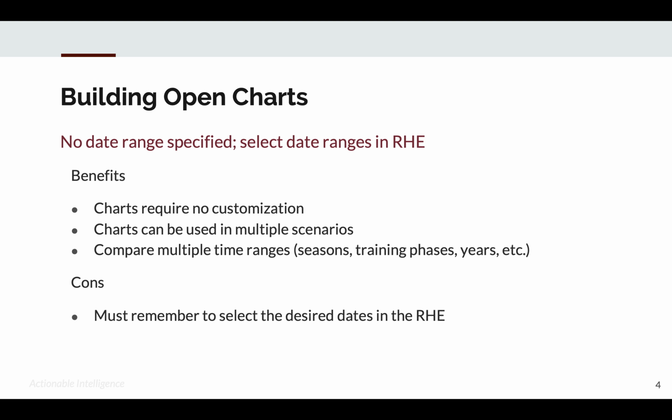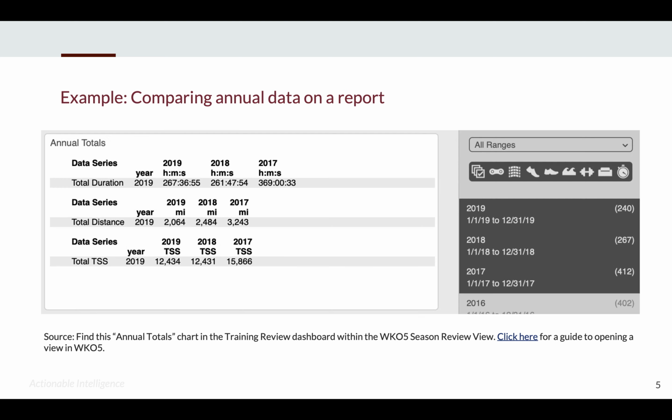Most charts do not have date ranges specified in their data series, so all you have to do is select the dates you want to see in the right-hand Explorer. This is simple because obviously you don't have to customize any data series. You can use the charts for multiple scenarios, you can compare time ranges, you can look at different seasons, training phases, all without having to change anything in your data series. The only con, if it can be called a con, is that you have to remember to select the dates you want in the right-hand Explorer.